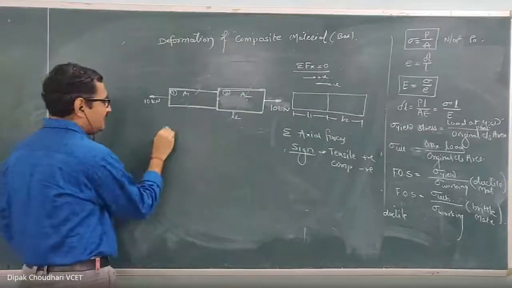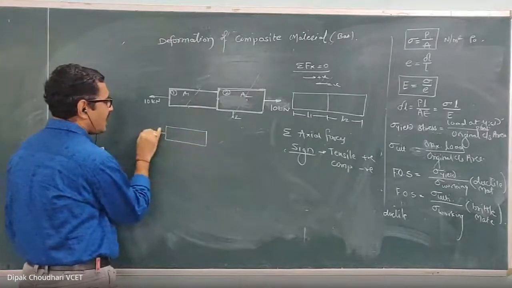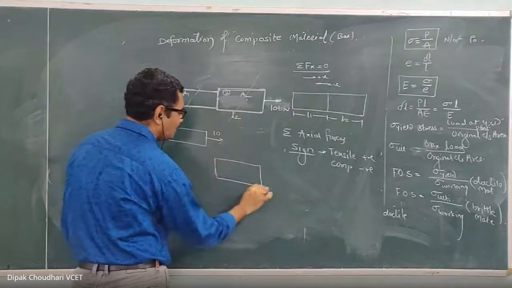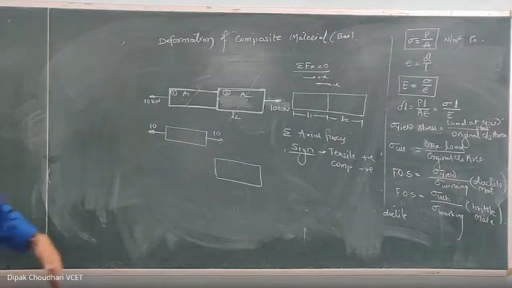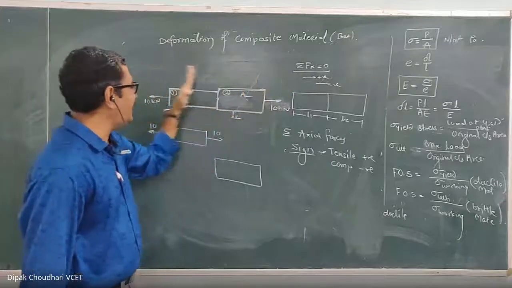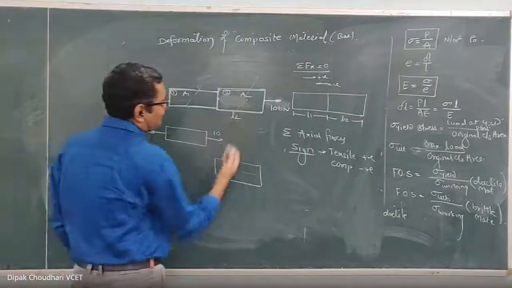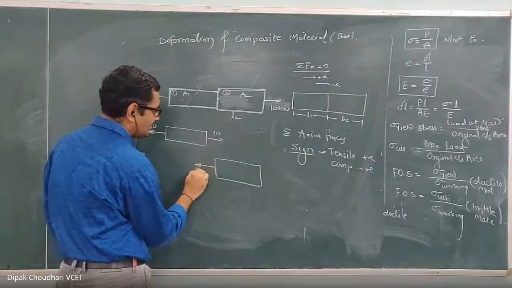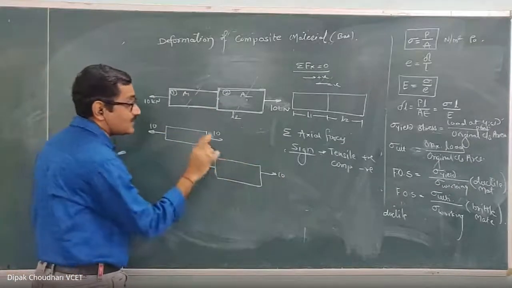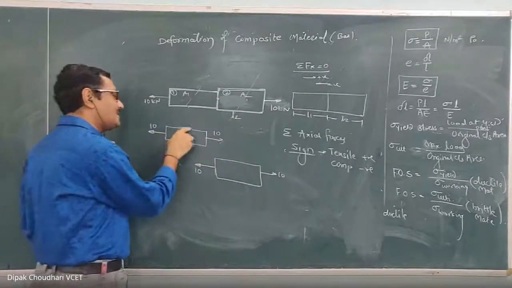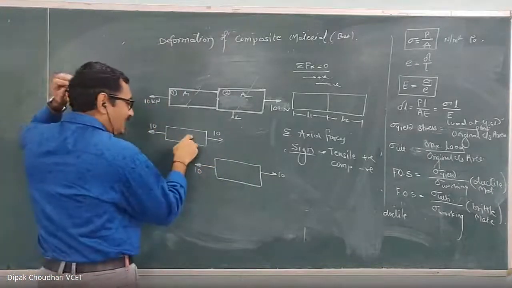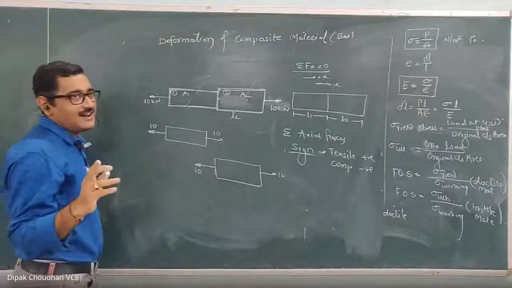Now, in this case, if I draw the FBD of part 1, the axial force is 10 kilonewton. If I draw the FBD of part 2, how much is the axial force on part 2? If I take an imaginary section here and take the algebraic summation of the forces on any one side, how much is the axial force acting on part 2? It will also be 10 kilonewton. It means that in these two parts the axial forces are the same: in the first part 10 kilonewton, in the second part also 10 kilonewton.